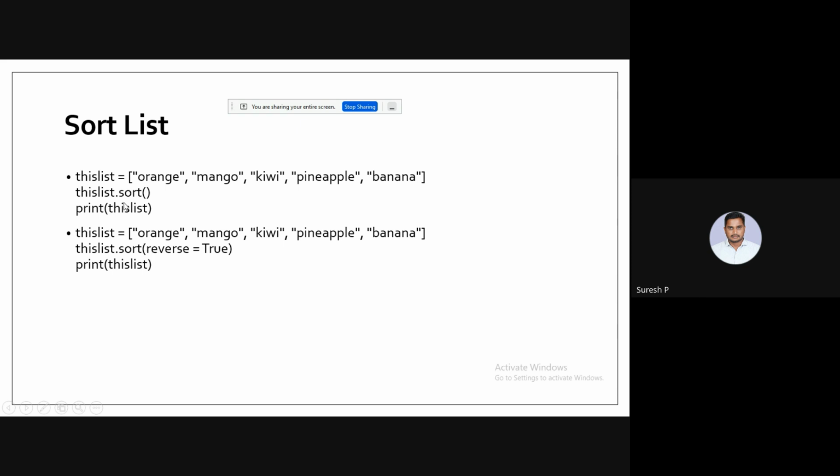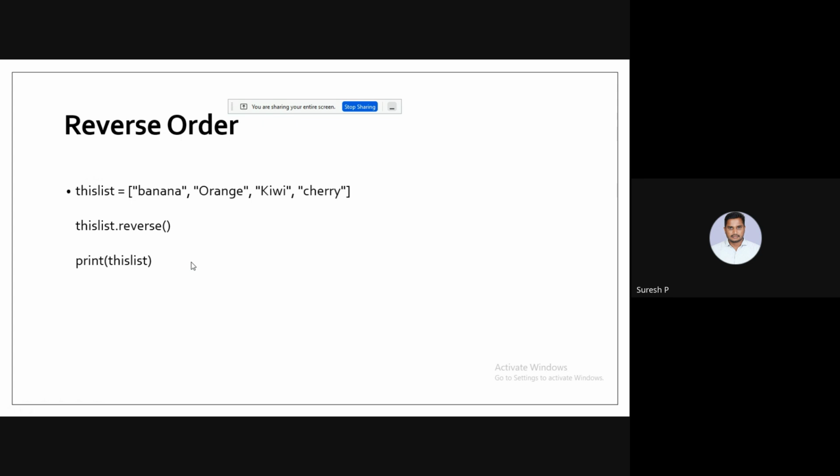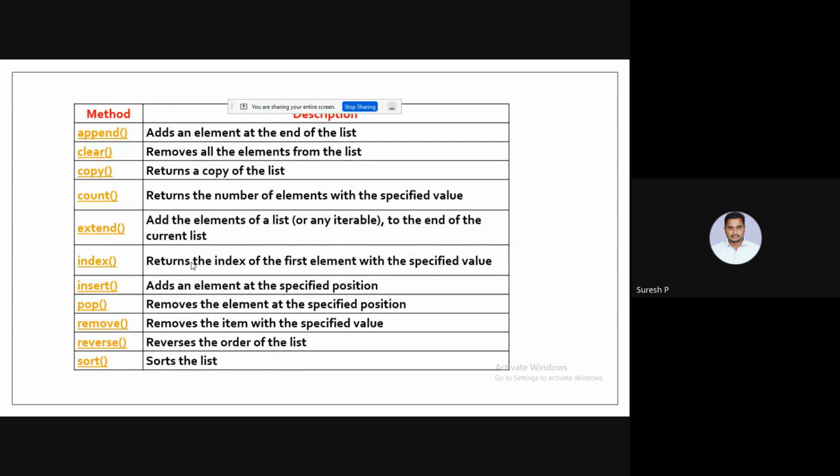Okay, so for example, like this. Reverse equal true means it will print in descending order. So this will print in ascending order and this will print in descending order. Then reverse we have already discussed. And these are some more functions.